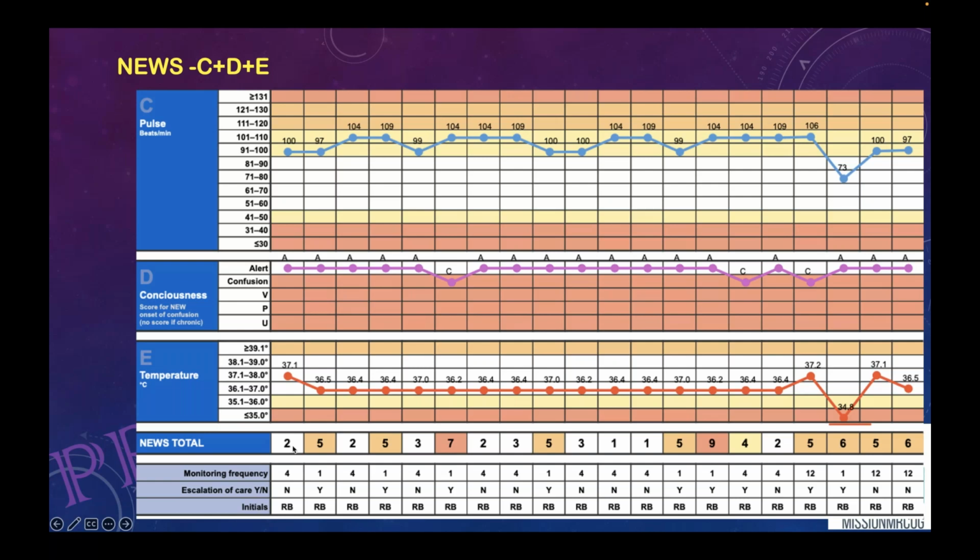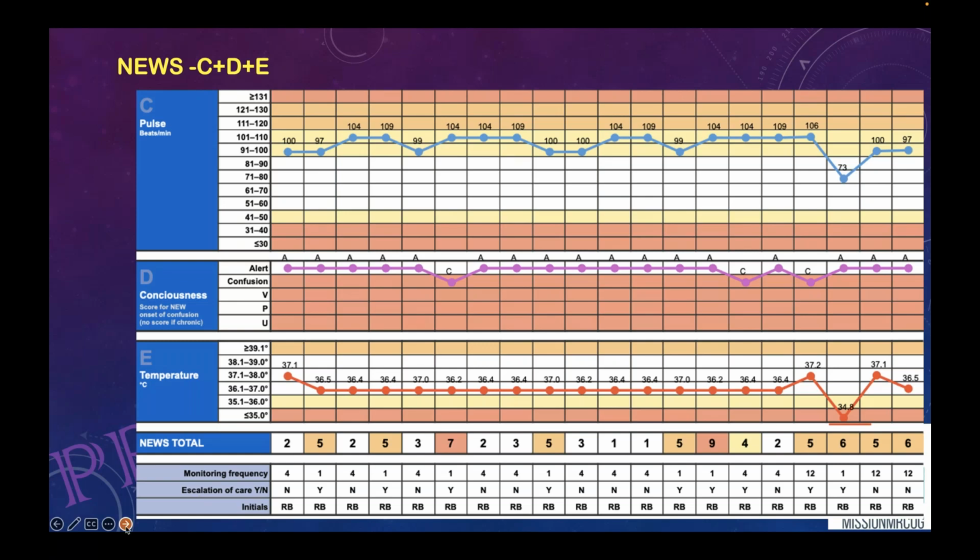So in the exam you will find it this way, and in the exam you will find it this way. So just look at the trend of the parameters or look at the NEWS chart, then you will be able to find out whether your patient is urgent or emergency.